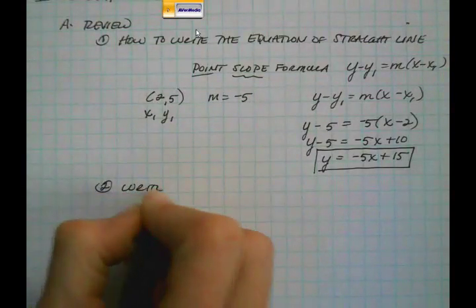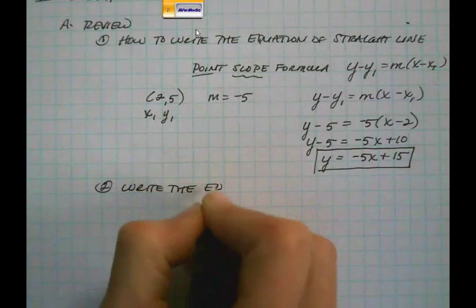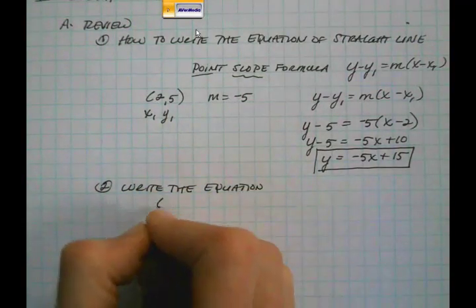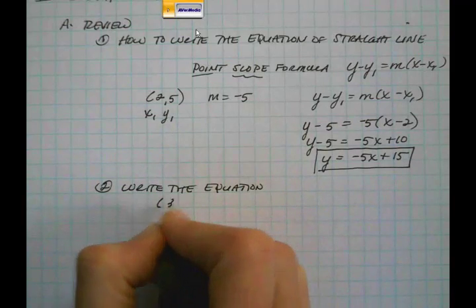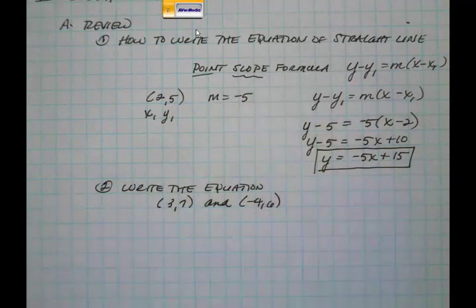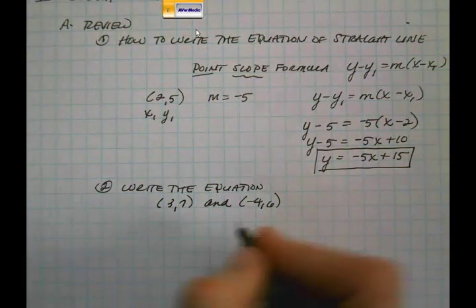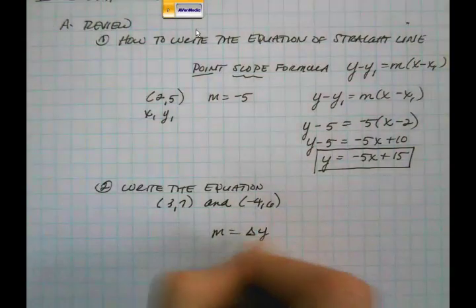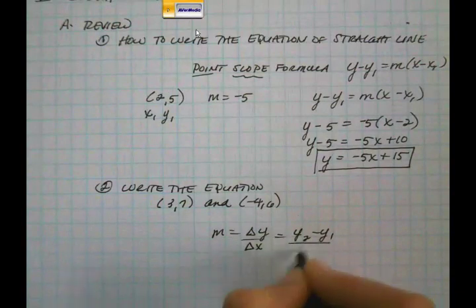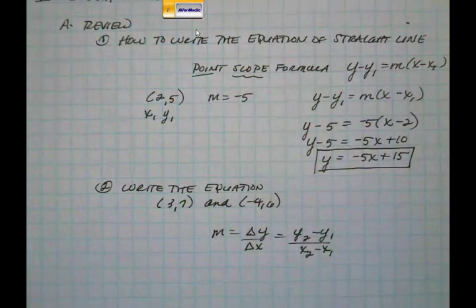Okay, another way they could ask you to write the equation of a line, and I'm going to let this be number 2, would be write the equation of this straight line given 2 points. Suppose your 2 points are the points 3, 7 and negative 4, 6. So in this case, they didn't give you the point and the slope, they gave you 2 points. But to apply the formula, you need the point and the slope. So you're going to have to figure out the slope.